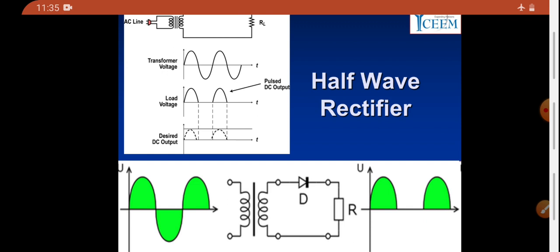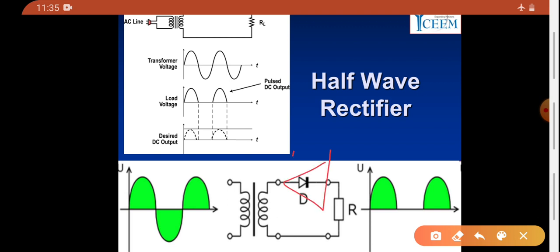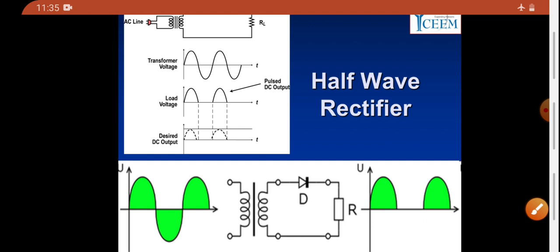If we reverse the diode direction, that means anode and cathode, if you reverse like this, you will get the negative half cycles in the output like this only. That will be called negative rectification. We want a positive output voltage, that's why we have to connect the diode like this.